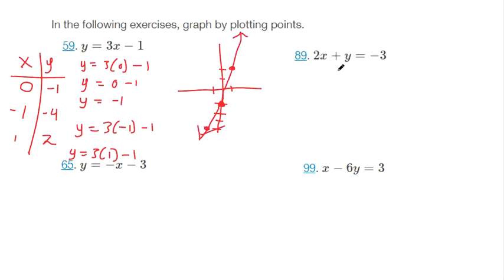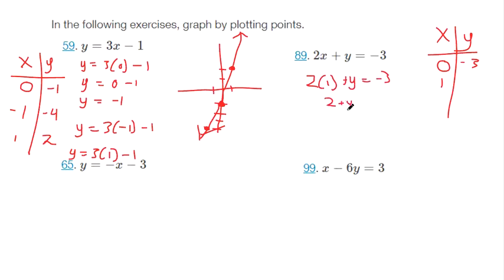Okay, so you can do the same thing even if it looks different. And this actually works in math with any type of crazy function. If you've got two variables, you can plot it by plugging in a number for x and seeing what it spits out for y. So if you plug in a 0 here, 2 times 0 makes 0, so we get y equals -3. Let's say we plug in 1 for x. 2 times 1 plus y equals -3. That's going to give me 2 plus y equals -3.